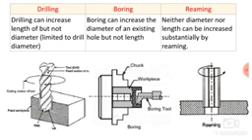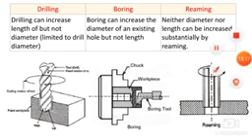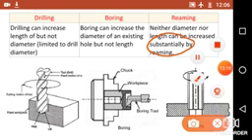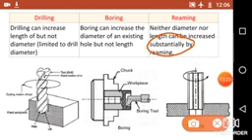So drilling can increase the length but not the diameter. Boring can increase the diameter but not the length, whereas neither diameter nor length can be increased substantially by reaming. Here the word substantially is very important, because somewhat material is removed during the reaming operation and the diameter gets increased, but not substantially. That is very important.